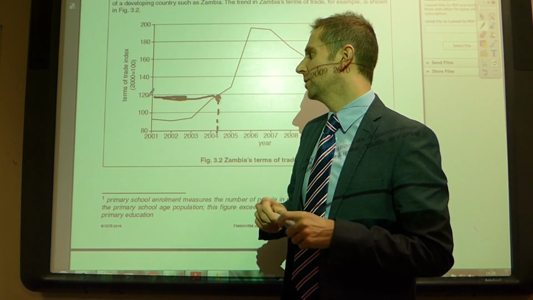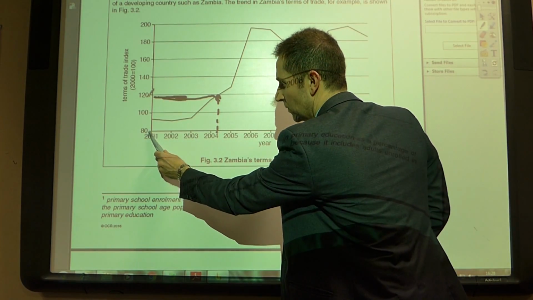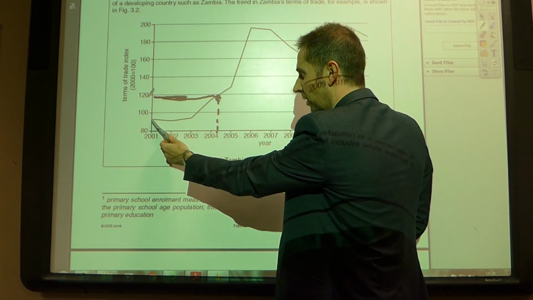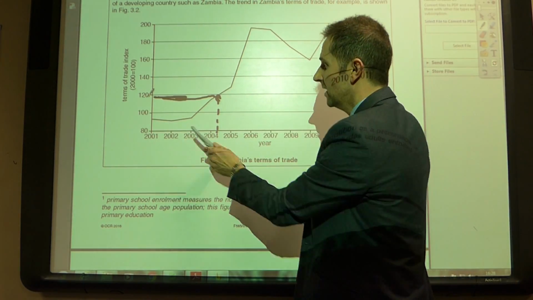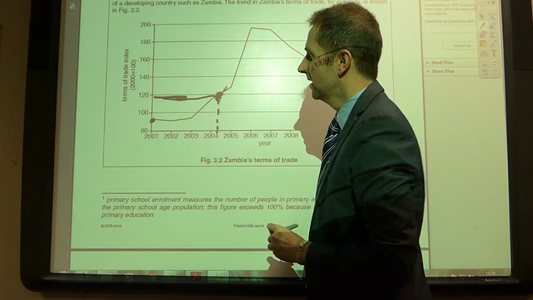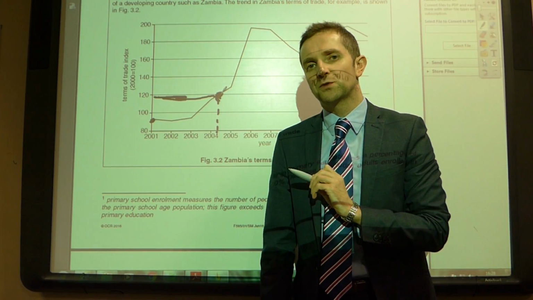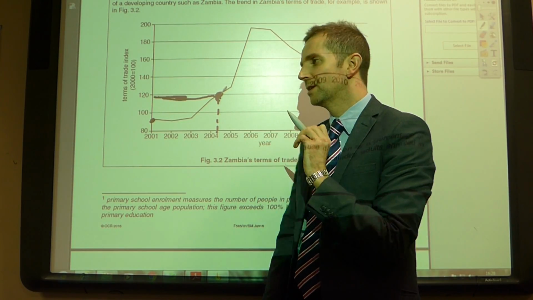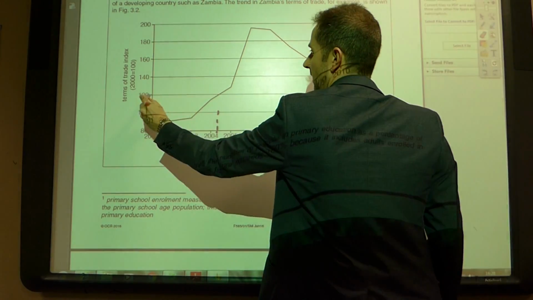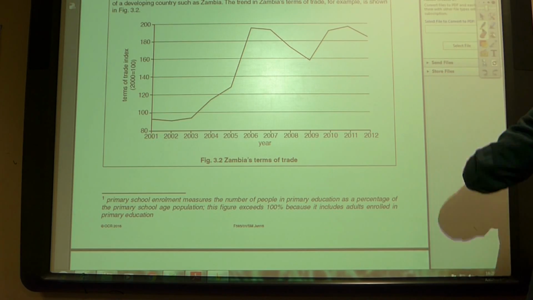But what we cannot do, ladies and gentlemen, is say that from the year 2001 to this point, let's call this number 95, we could not say that from here to here is a 25% improvement in the terms of trade. Some type of calculation will have to be done. So let's discuss how we might actually carry out such a calculation.